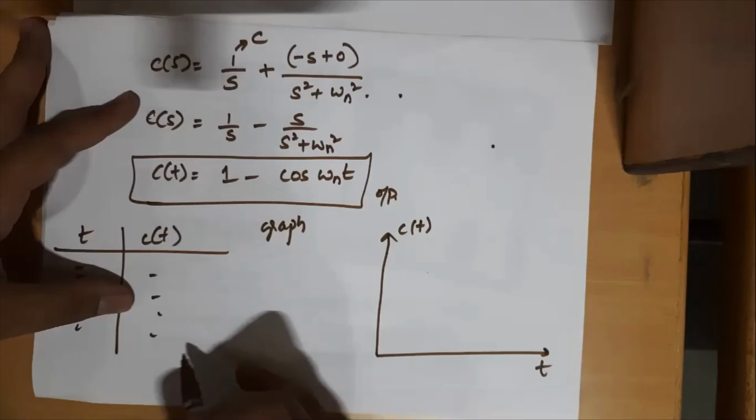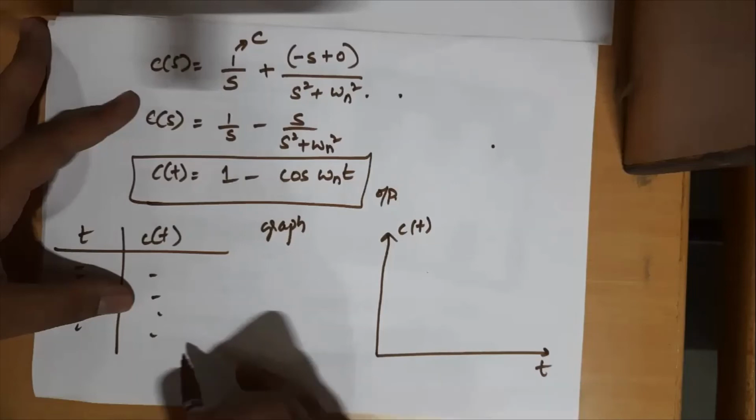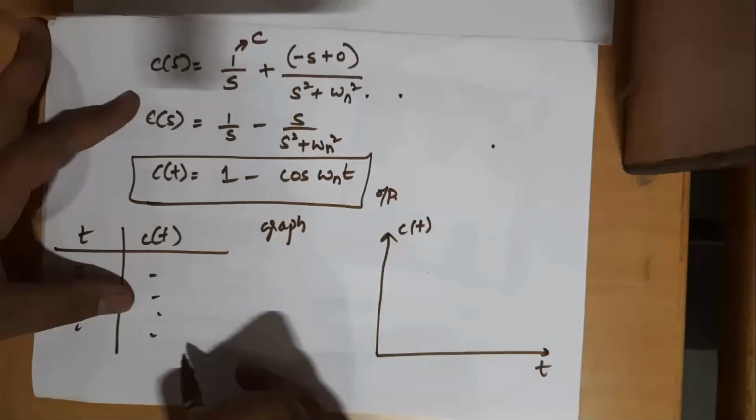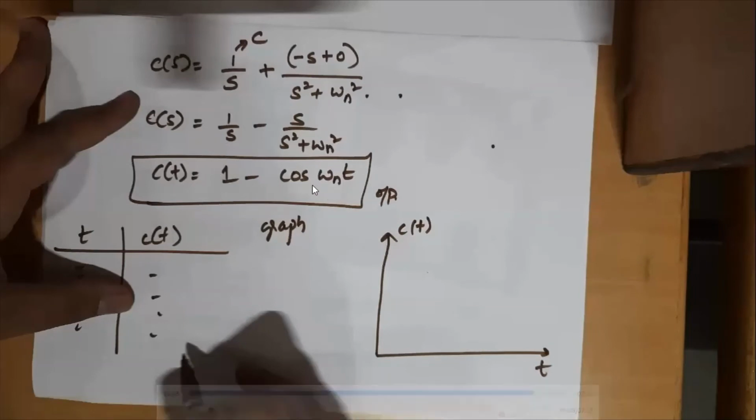So C of t we got here. And let us substitute the value of t here without making any calculation. So omega n is obviously some constant which is obtained by system dynamics. So as t increases, what is the value of this expression? That's what we need to check and plot it in the graph. What is the maximum value and minimum value of the cos term? It is plus or minus 1.